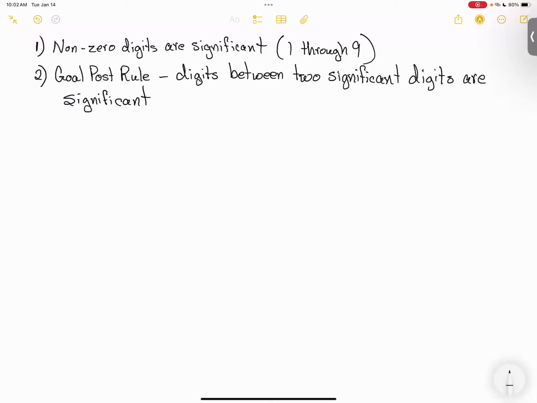So in other words, I'm not going through each number individually and going, oh, you're rule number one. You're rule number one. I look at the first and I look at the end. And then I count everything in between. So speaking of the goalpost rule, then what we need to do is we need to look at zeros.